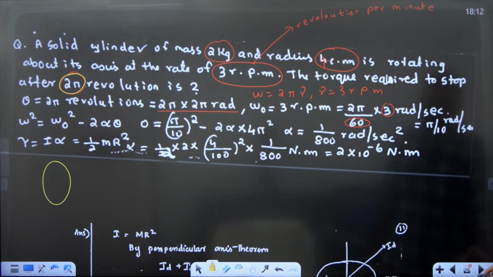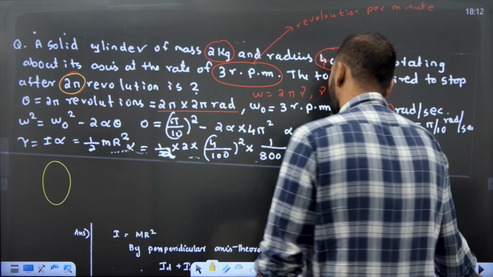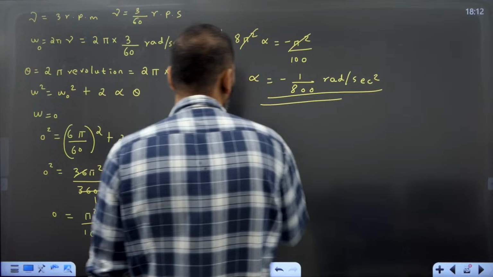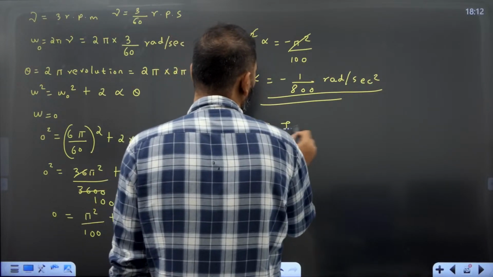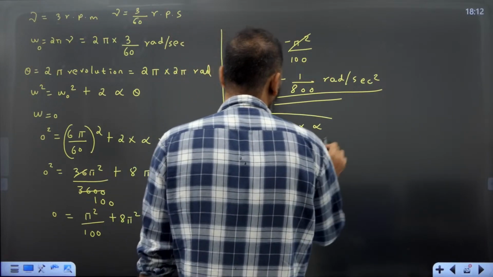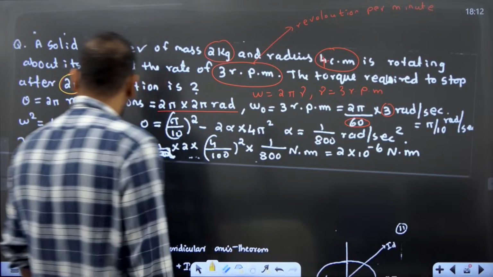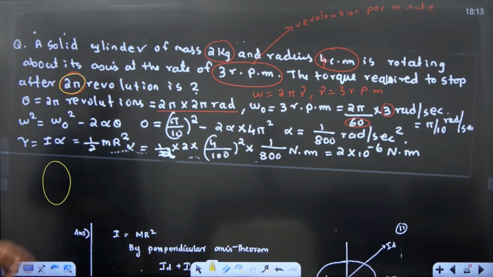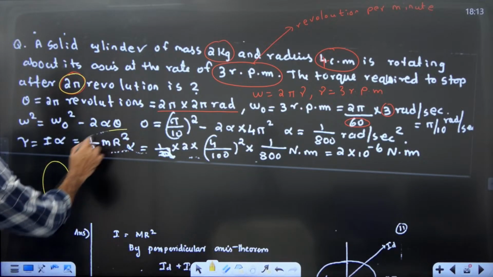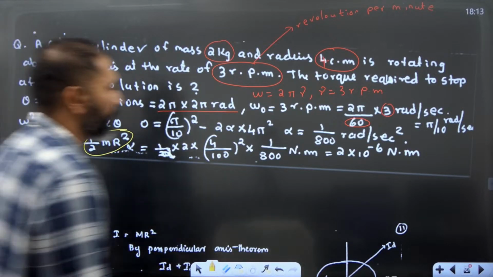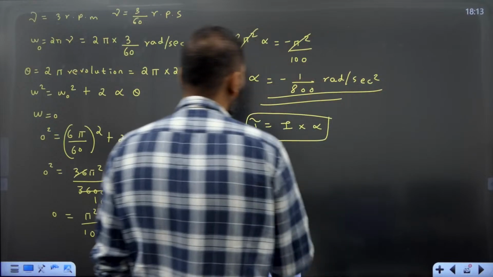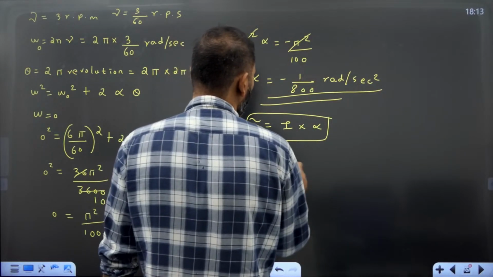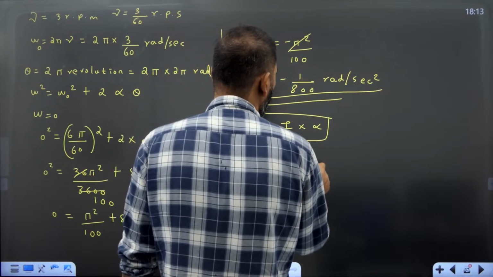Now what we have to find out? Torque. Torque is equal to what? I alpha. So we should know the moment of inertia. What is moment of inertia? A solid cylinder moment of inertia is what? Half mr square. So what is the equation here? Torque equal to half mr square into alpha.